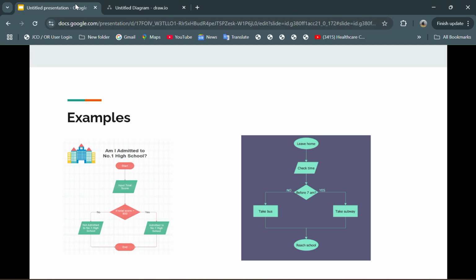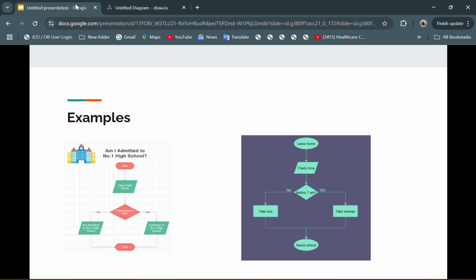So the first example is whether I am admitted to the number one school or not. If you are checking, it is whether my admission goes to the number one school or not. So you start with input of the total score, how much score you got. If your score is more than 800, then you are admitted to the number one school. If you get less than 800, then you are admitted to a school that is not the number one school. And then you end with that. So that depends on this process flow.